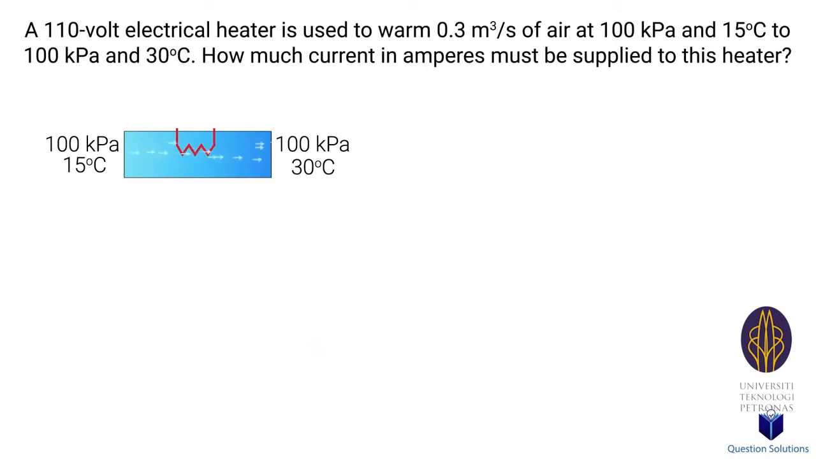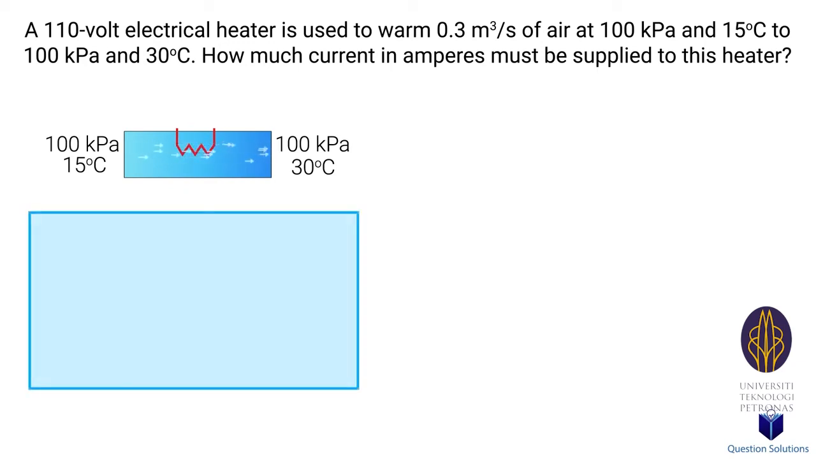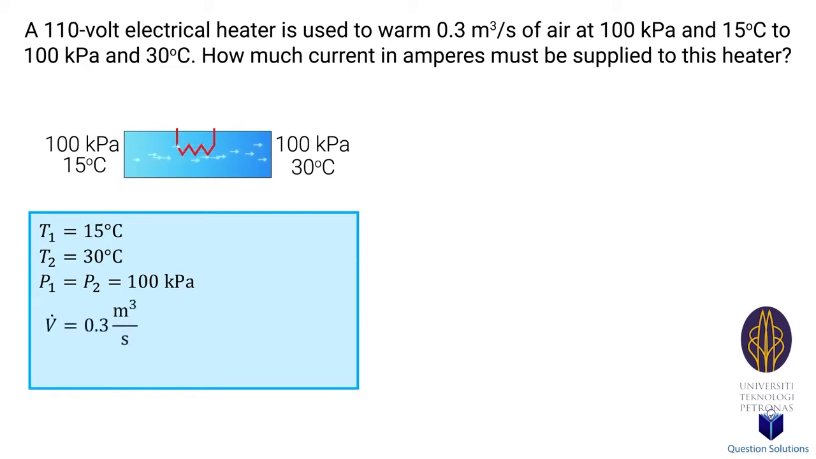Let's take a look at this problem, where we have an electrical heater that is used to heat up air. We need to figure out the current supplied to the heater. The initial temperature of the air is 15 degrees Celsius and it's heated to 30 degrees Celsius. The initial pressure and the final pressure stay the same at 100 kPa and the volume flow rate of the air is 0.3 cubic meters per second. The voltage of the heater is 110 volts. Let's start off with our energy balance equation.